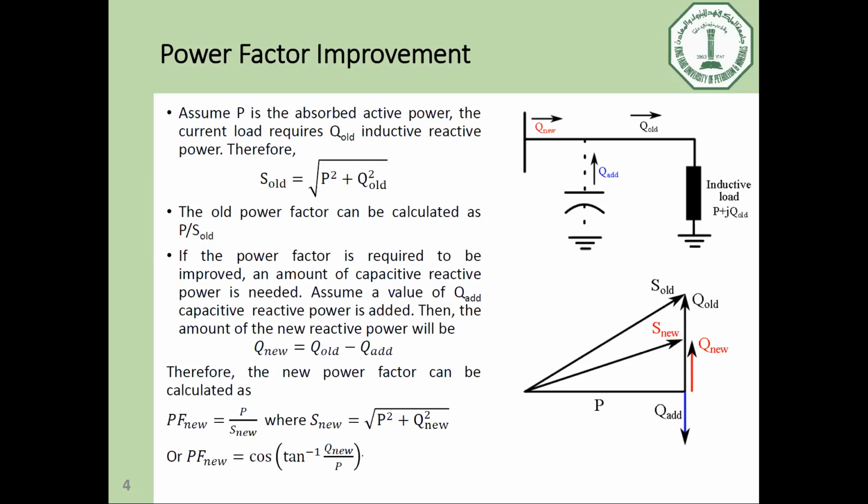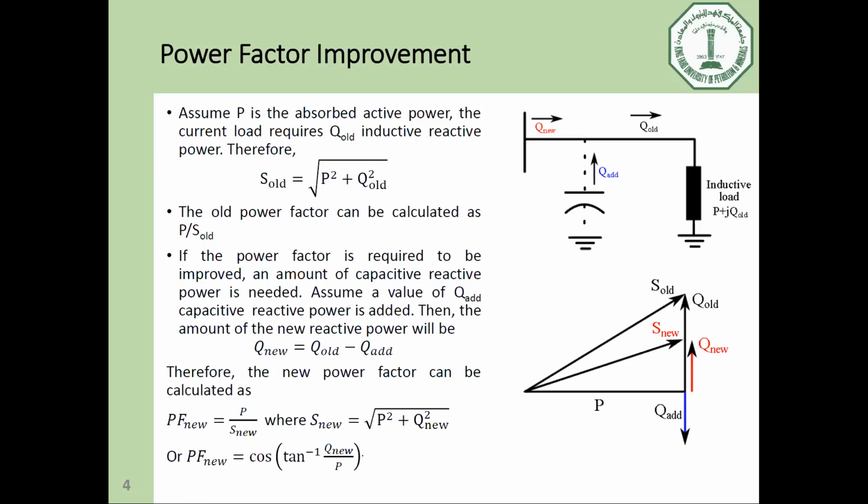Okay. So inductive 100, capacitive 90. So what will be the resultant? Yes. So the grid will supply the load by only 10 kilowatts. So Q here is the difference between the two other Qs, Q old and Q added. We will use the magnitude.